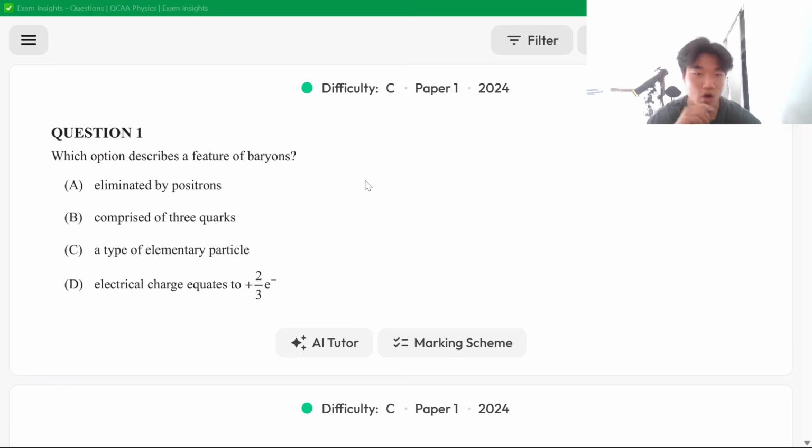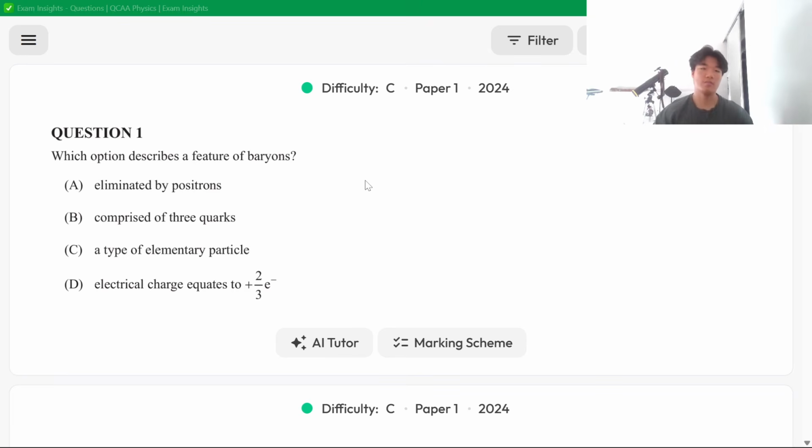Okay, question one. Which option describes a feature of baryons? Baryons are a type of hadron. So hadrons are quark composites, right? So baryons are actually comprised of three quarks. They have three quarks, or they could have three anti-quarks. So it's going to be B.